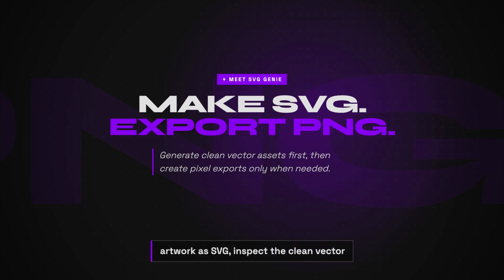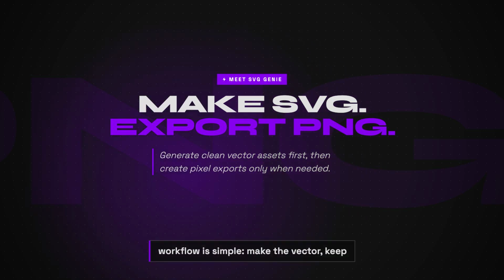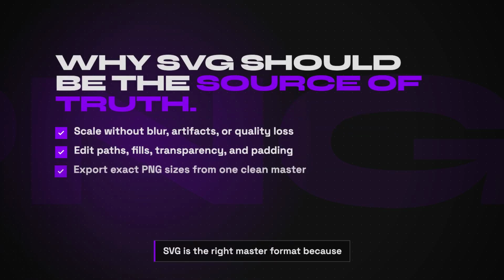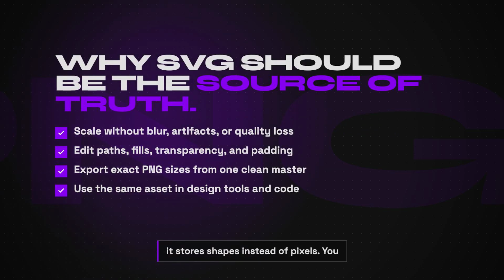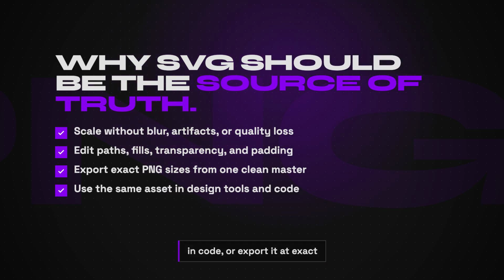Generate or refine the artwork as SVG, inspect the clean vector result, and only then export PNG versions for the places that need pixels. The workflow is simple. Make the vector, keep the master, export the PNG. SVG is the right master format because it stores shapes instead of pixels. You can scale it, recolor it, simplify it, open it in design tools, inline it in code, or export it at exact dimensions. PNG should be the delivery file, not the file of record.